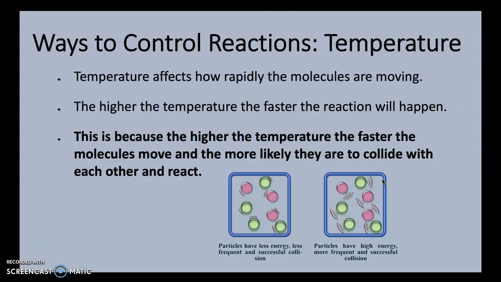There are 4 ways of controlling chemical reactions. The first one is temperature. Temperature affects how rapidly the molecules are moving. We talked about how temperature and energy are one and the same. So the higher the temperature, the faster the reaction is going to happen, because the higher the temperature, the faster the molecules are going to be moving. And if they're moving really quickly, they're more likely to collide with one another and collide with that energy.